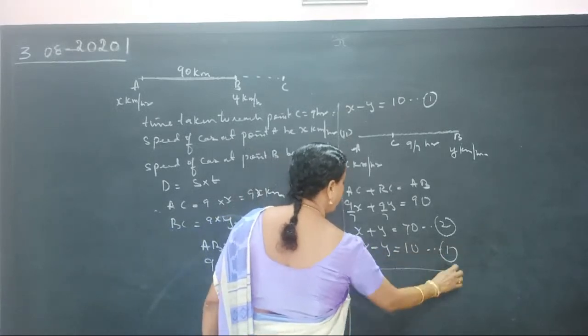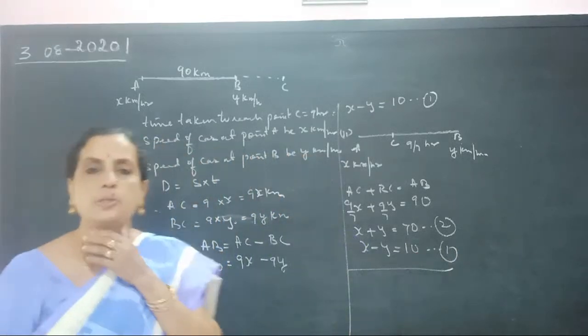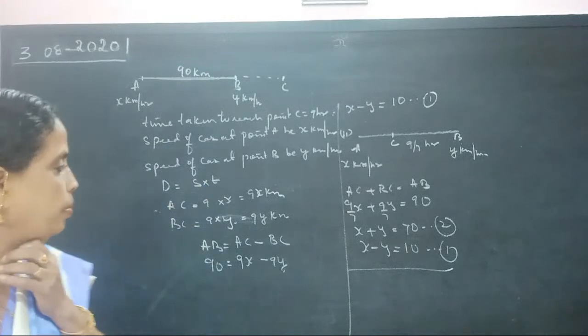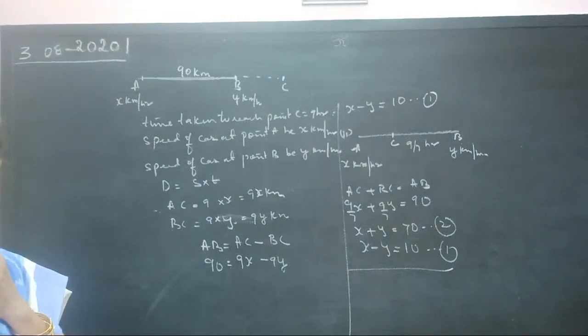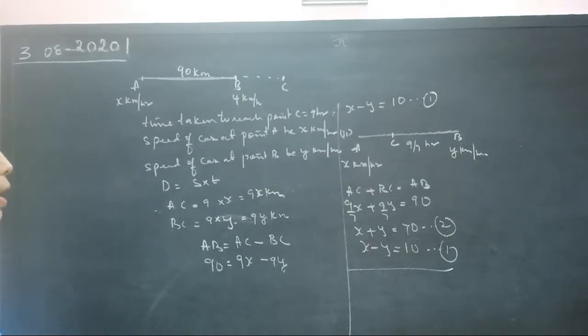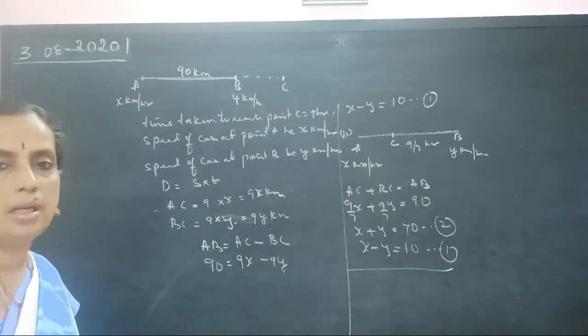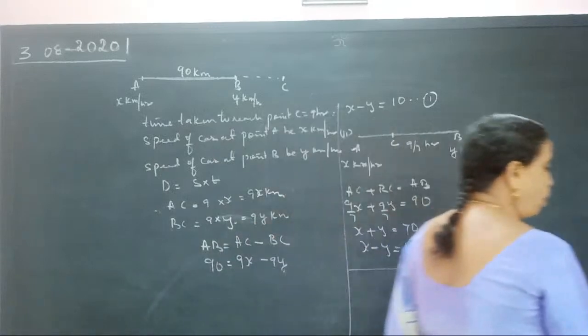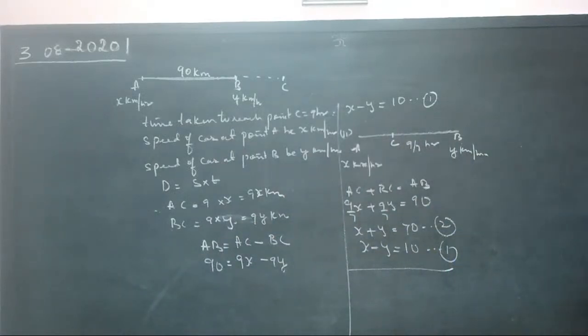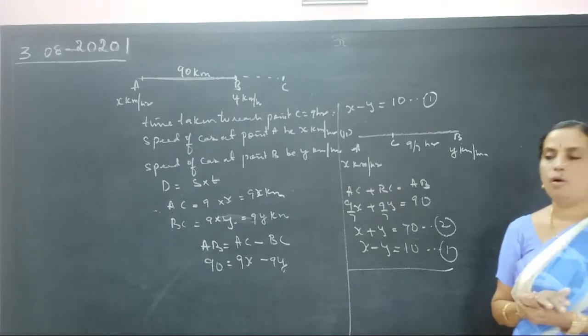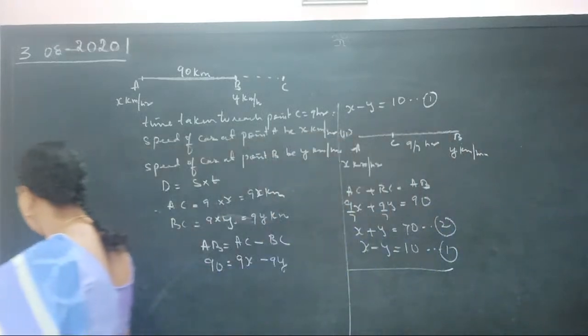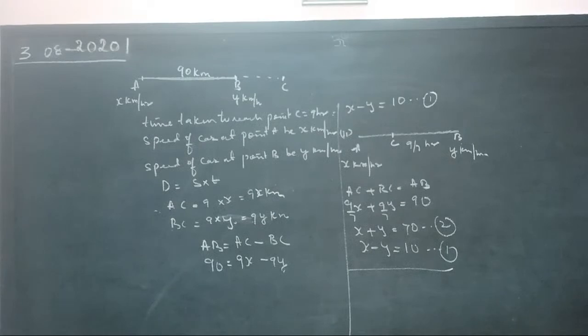Now solve, and you will get the two speeds: the speed of the car at A and the speed of the car at B. Do the calculation. Cancelling y, 2x equals 80, x equals 40. Therefore, y equals 30. Then conclude your answer. The speed of the car at point A is 40 km per hour. The speed of the car at point B is 30 km per hour.